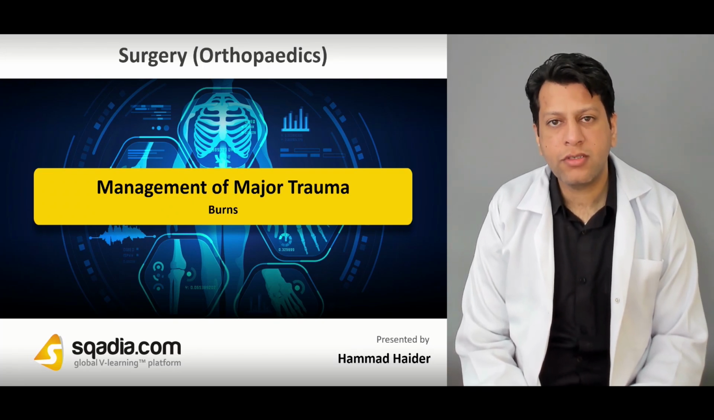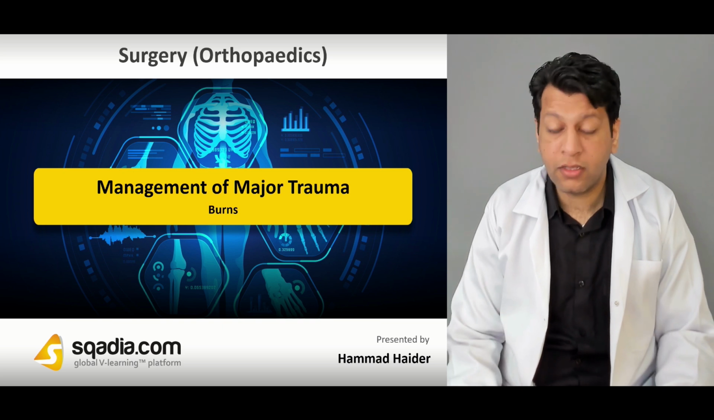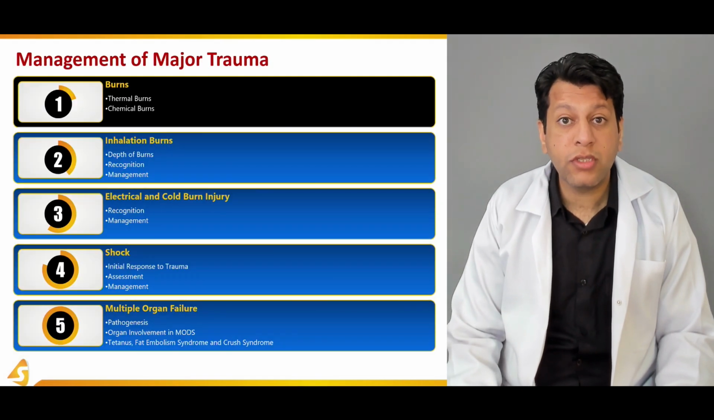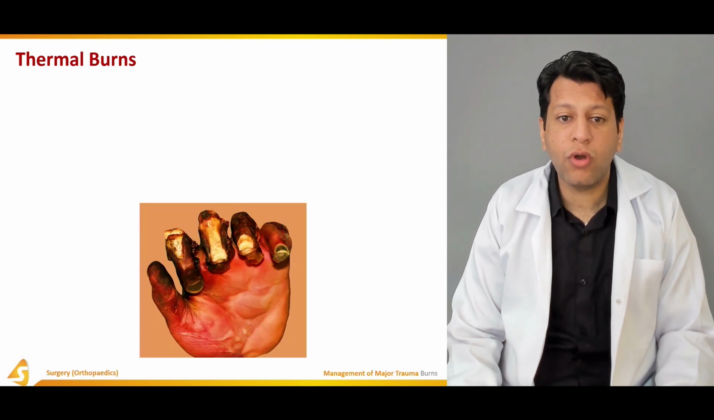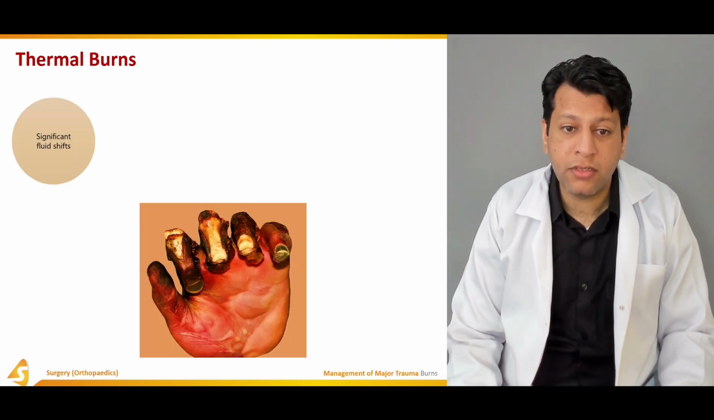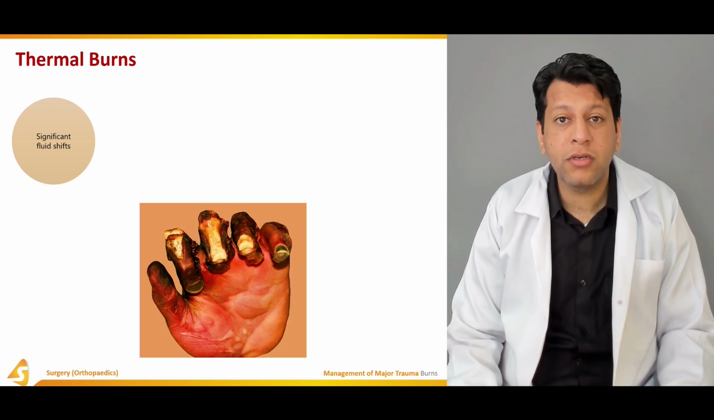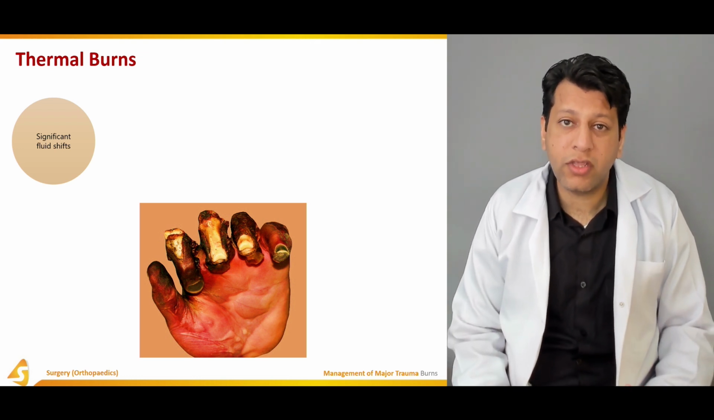Now, coming on to our first section, that is the burns. We'll be going through in this section the thermal burns and the chemical burns. So, how do thermal burns actually happen? Thermal burns may be associated with other injuries as well.